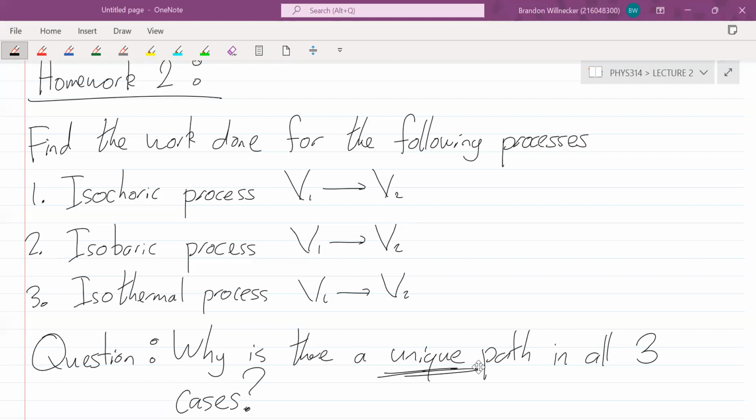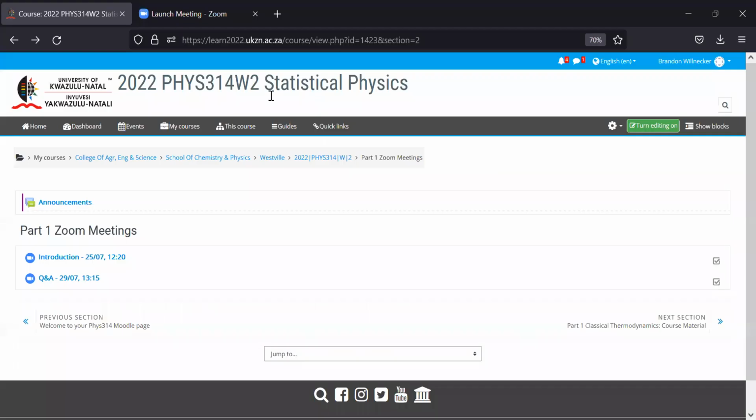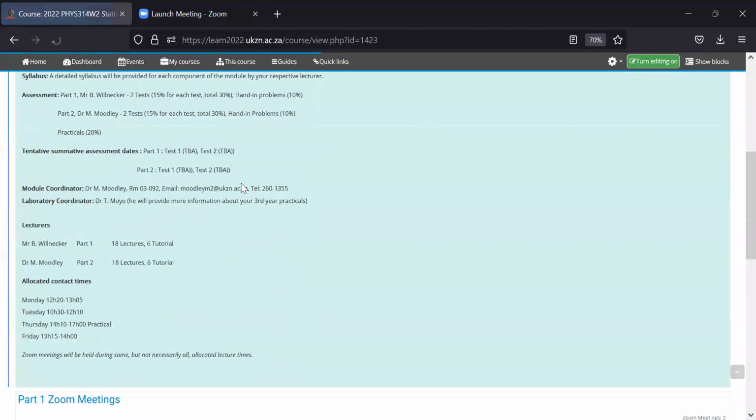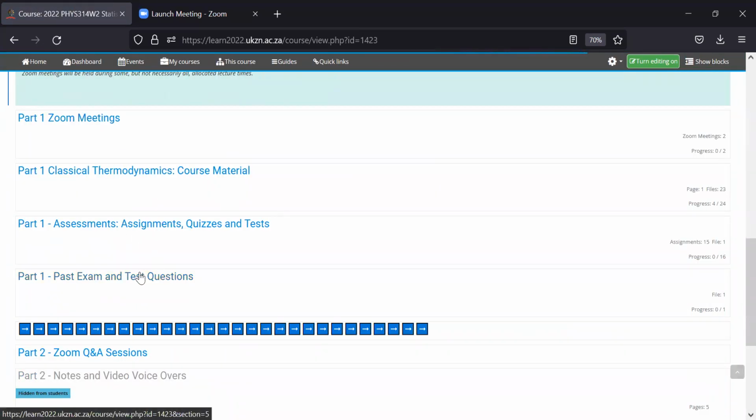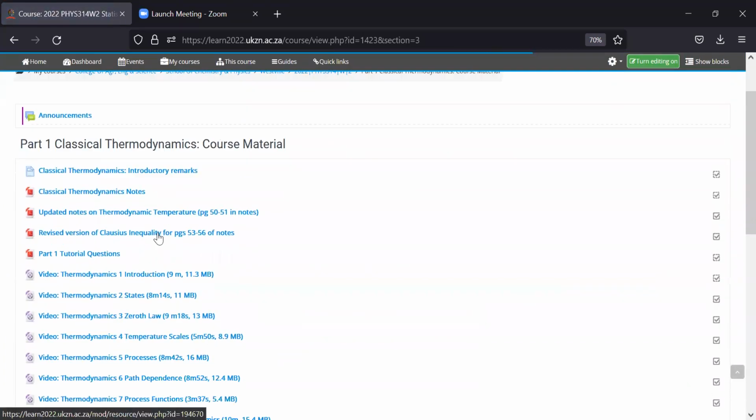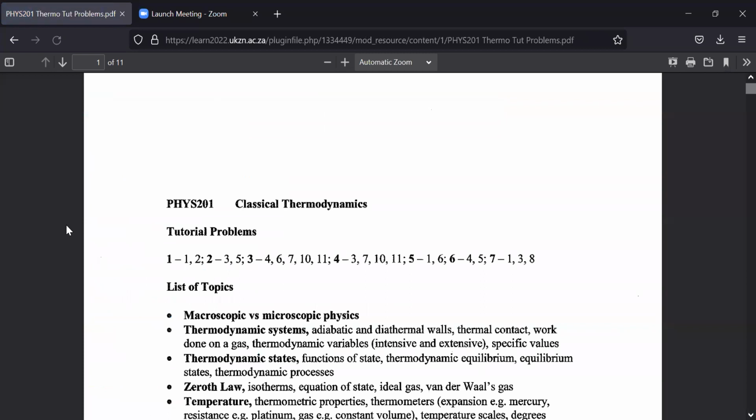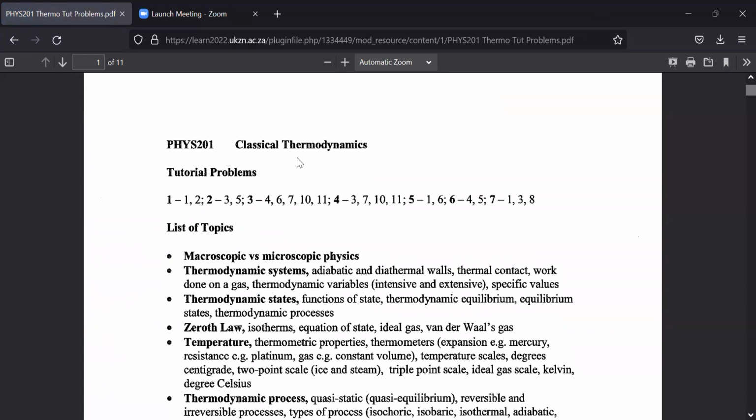Okay. So the tutorials, I think I'm a bit confused over the numberings. Let me just have a look here. Let me just change my screen share. Here we go, Part 1 tutorials. Can you see this? Yes, sir. Okay, so let's just check here.